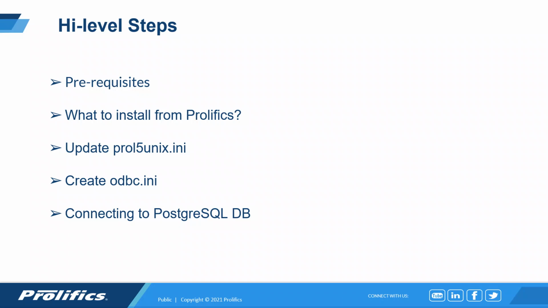These are the high-level steps. First, we'll go through the prerequisites. Then, we'll see what all we need to install from Prolifix. The next step would be to update the prol5 unix.ini file and to create an odbc.ini file. Finally, we'll see how to connect to the PostgreSQL database.